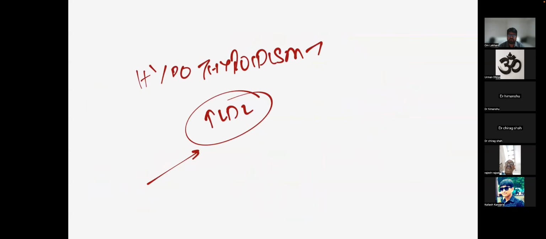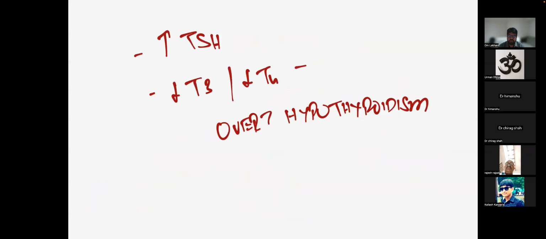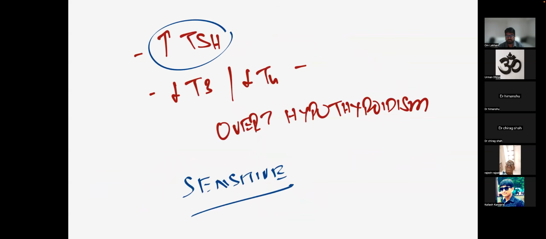So even a mild reduction of T3 and T4 will lead to an amplified increase of the TSH, which is why you find TSH as the most sensitive test for detection of hypothyroidism, right? So that's why we generally use TSH as a screening test for hypothyroidism in most situations, except in one situation which we'll discuss in the next slide. So these are the concepts of subclinical and overt hypothyroidism.